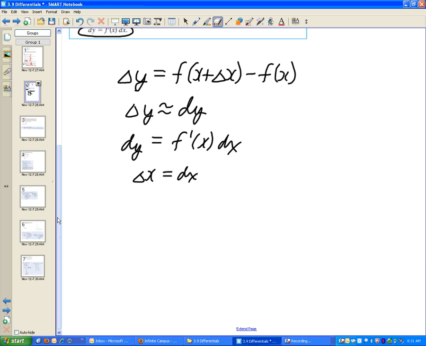All right. Now, dy is called the differential of y. Delta y is called the change in y. Delta x is called the change in x. Dx is also called the change in x. Dy is called the differential of y.